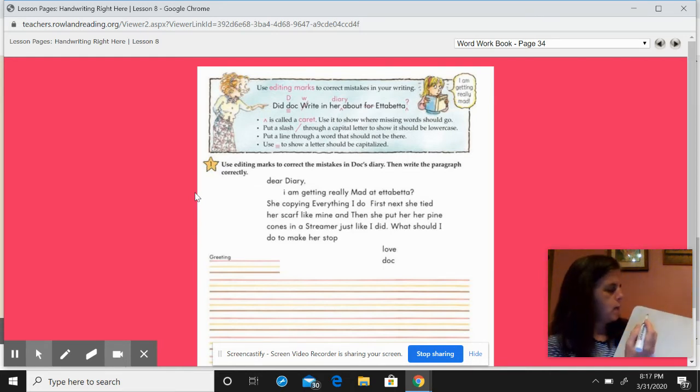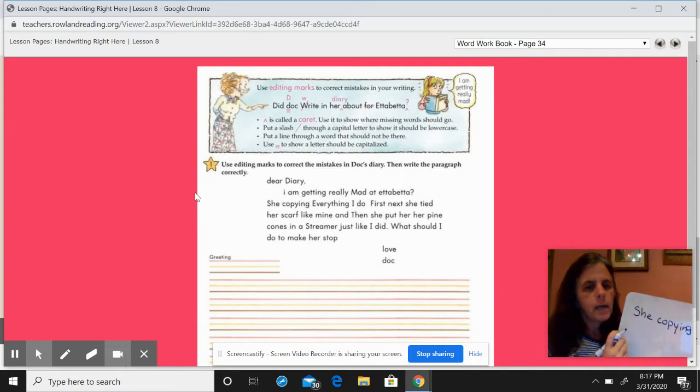You're right. Nope, we need to add a word. So we have she here. And after she, we have copying. So in here, we want to place that caret that we spoke about, that upside down V, and place what word there above the caret? Super, is. She is copying.